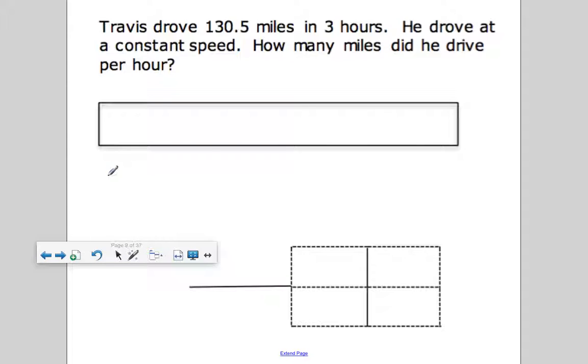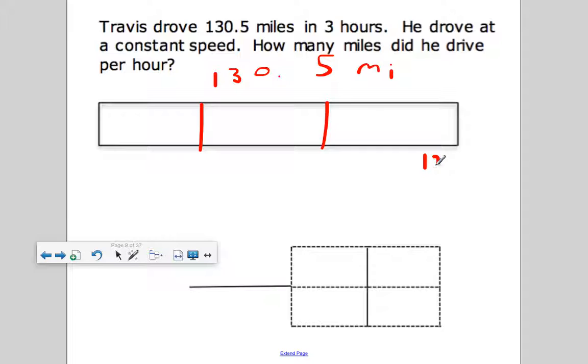Travis drove 130 and 5/10, or 130.5 miles in 3 hours. He drove at a constant speed. How many miles did he drive per hour? Each hour, 1 hour. So I need to break this down into 3 groups. So I need to find how many miles for each hour.